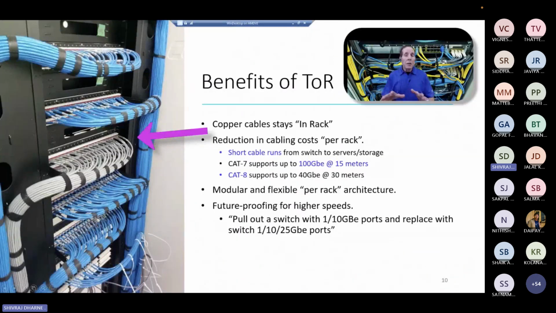So what are the benefits of Tor? If you're using copper cabling, all the copper cabling stays within the rack. The reduction of cable cost per rack comes by shorter cable runs. Cat7 can be used because you've got shorter cable runs. Cat8 can be used. Modular and flexible per rack architecture can be done. Future proofing for higher speeds. You can pull out one switch, put in a better switch. So those are some of the benefits of Tor.